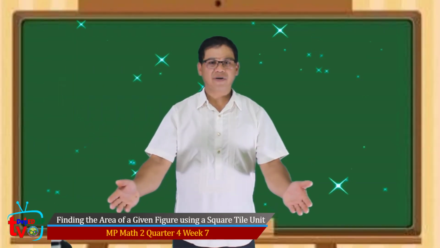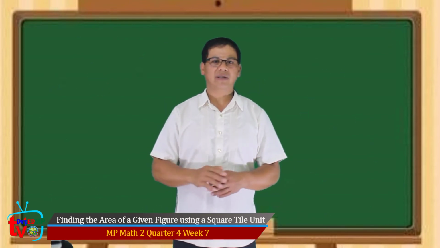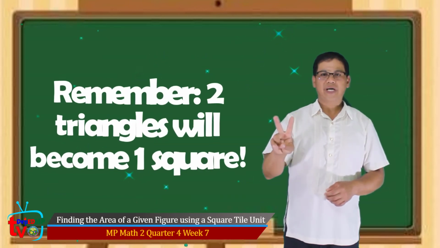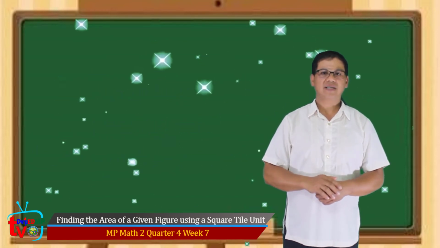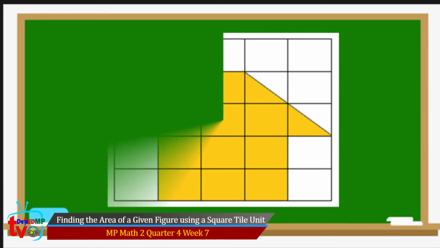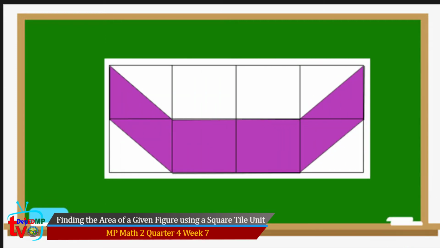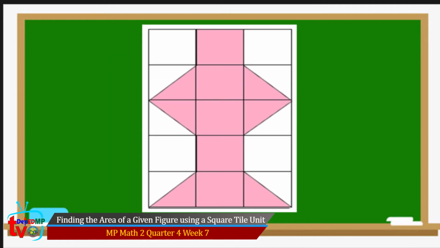For you to solve for the area of the following figures, count the square tiles in centimeters. Do not forget that 2 triangles will become 1 square. Write your answers on the boxes provided on page 13. Number 1. Number 2. And number 3.